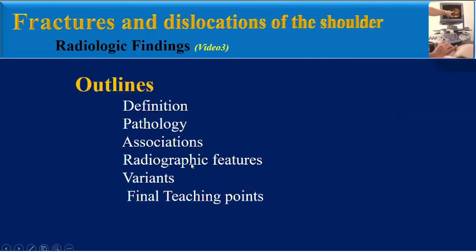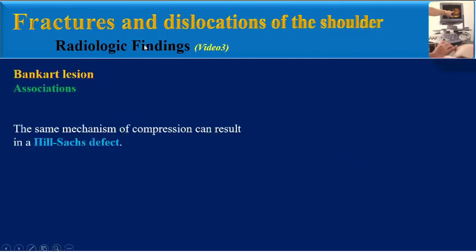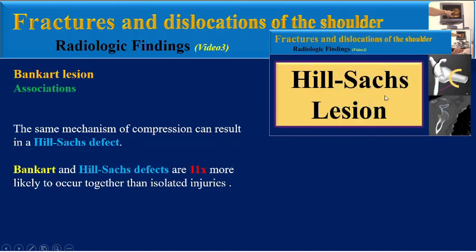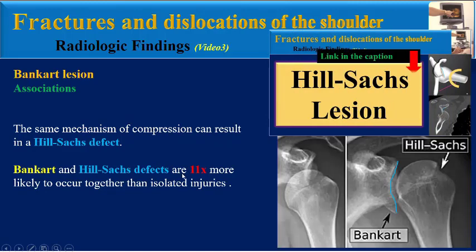Is there any associations with Bankart lesion? The same mechanism of compression that can result in a Hill-Sachs defect occurs in a Bankart lesion. As I told in previous video, Bankart and Hill-Sachs defects are 11 times more likely to occur together than isolated injuries.